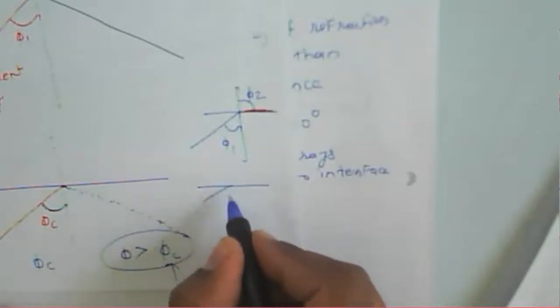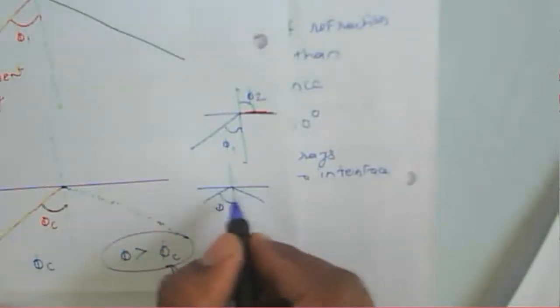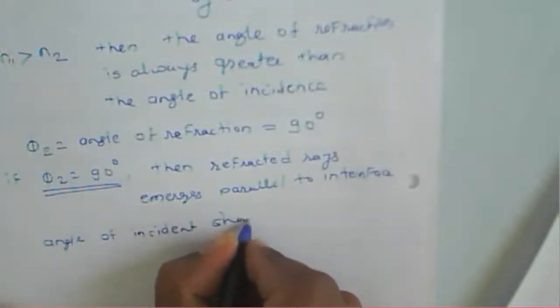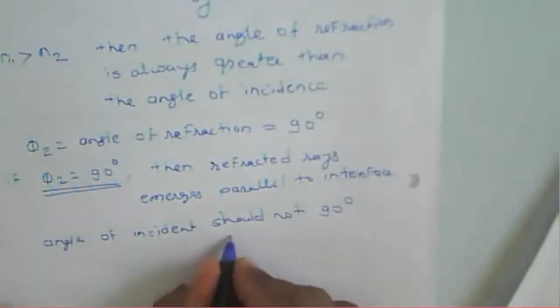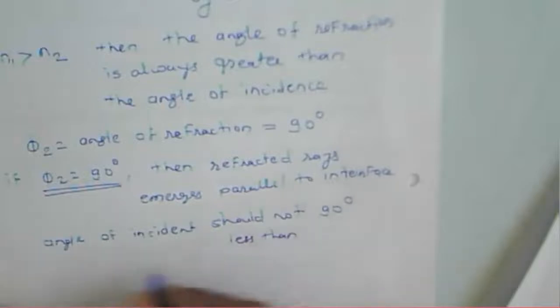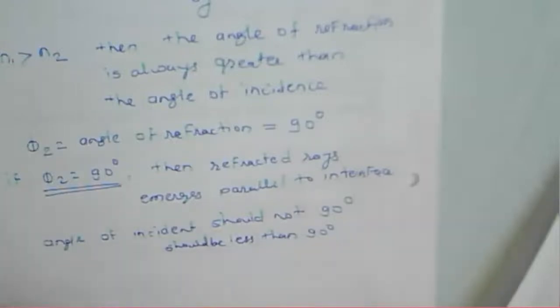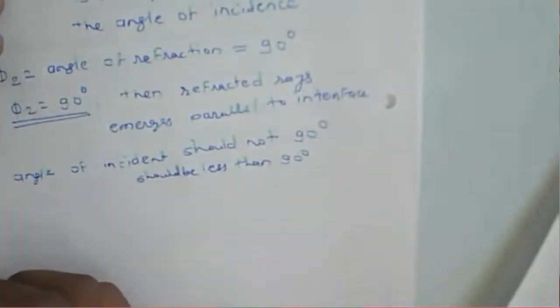What is the meaning of this? Suppose this is a boundary. If I increase phi 1 here, the signal will be reflected back. If it is 90 degrees, I am saying the incident ray is parallel to the boundary. So the angle of incidence should not be 90 degrees. It should be less than 90 degrees.